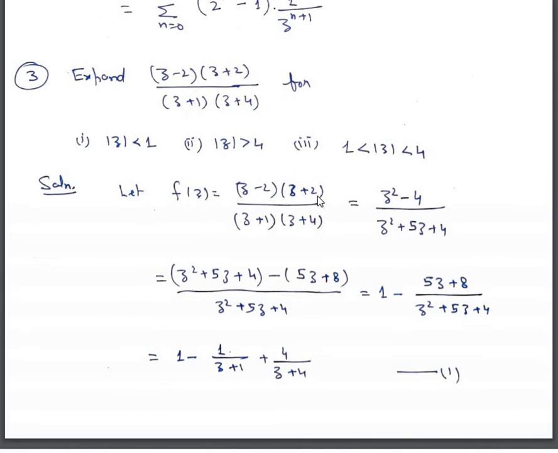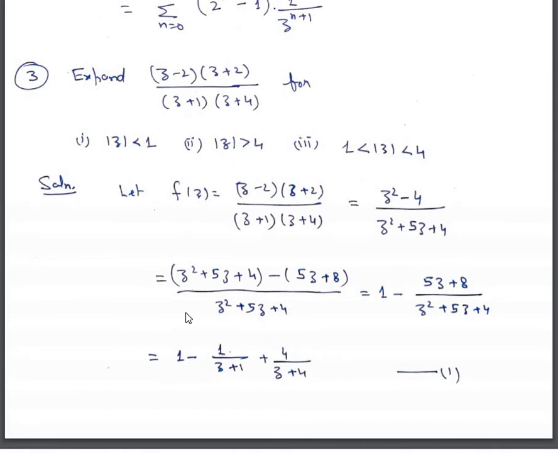So f(z) is given by (z minus 2)(z plus 2) upon (z plus 1)(z plus 4), which is equal to z square minus 4 upon z square plus 5z plus 4. Now z square minus 4 can be written as z square plus 5z plus 4 minus 5z minus 8 upon z square plus 5z plus 4. So we can write it as 1 minus (5z plus 8) upon z square plus 5z plus 4. Factors of this are (z plus 1)(z plus 4). So breaking into partial fractions, we get 1 minus 1 upon z plus 1 plus 4 upon z plus 4.